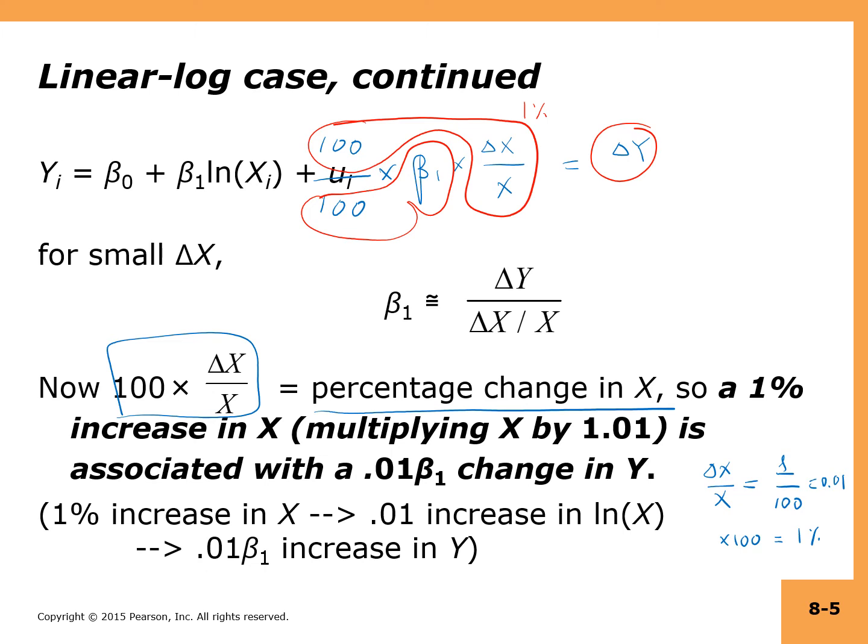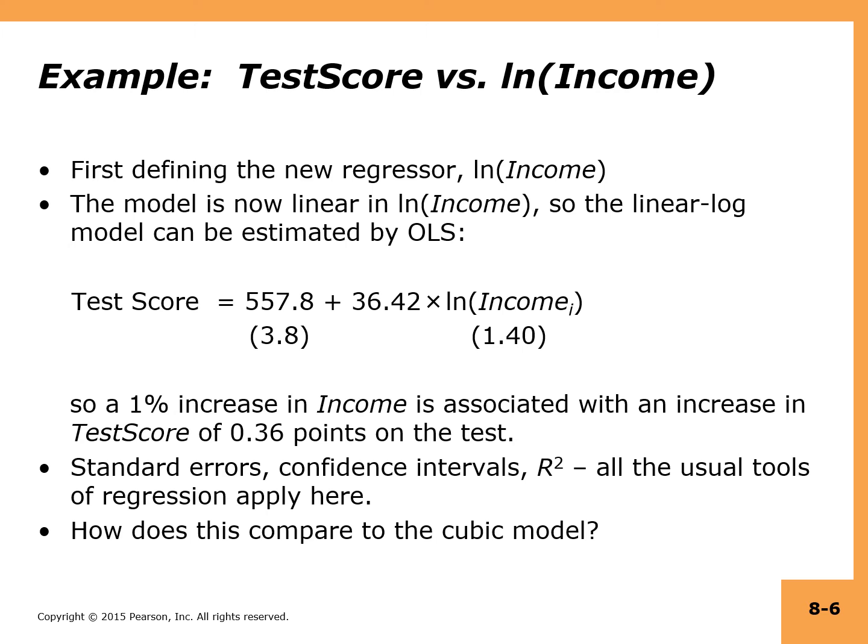Or 1 over 100 times beta 1. So let's look at the example of trying to estimate the relationship between test score and district income. Let's say that instead of using level of district income, we want to use log of district income. So first we have to log transform the district income, and then we can estimate the OLS model by running the regression of test score on log of district income.